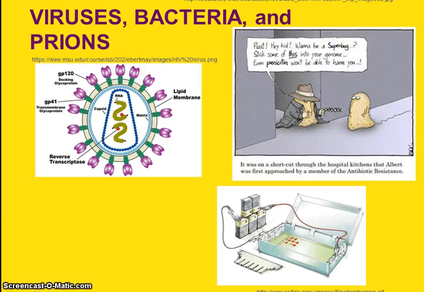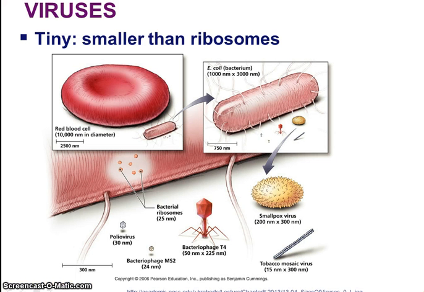Because we're going to talk about chapter 20 and a little bit of 19, especially some basic overview stuff of viruses, bacteria, and prions. So viruses are extremely small. So this is a red blood cell. Here's bacteria. Blow that up, and you can see these tiny little viruses down to the little poliovirus and bacteriophages.